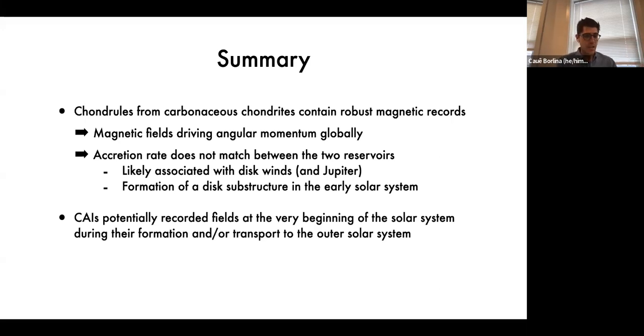And from the CIs, potentially recorded fields at the very beginning of the solar system, and those fields can be used to tell us about formation and/or transport mechanisms that were present at that time.